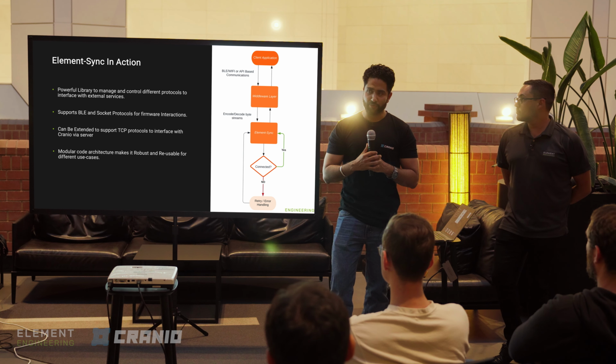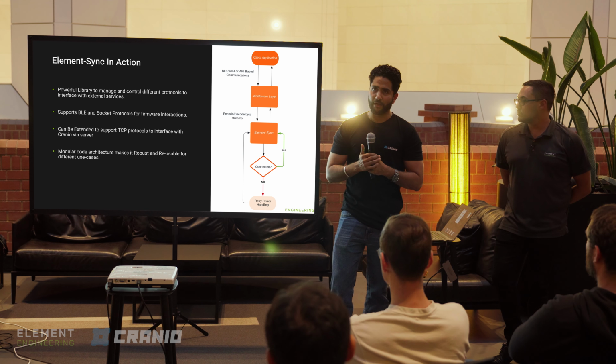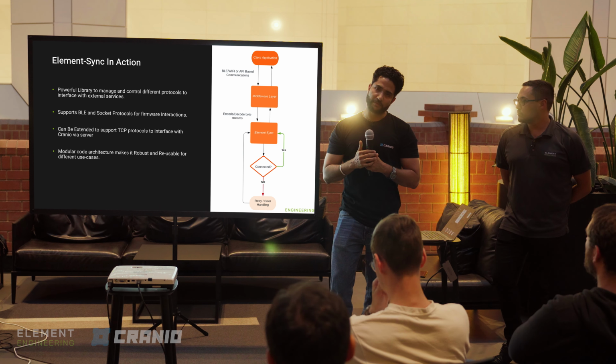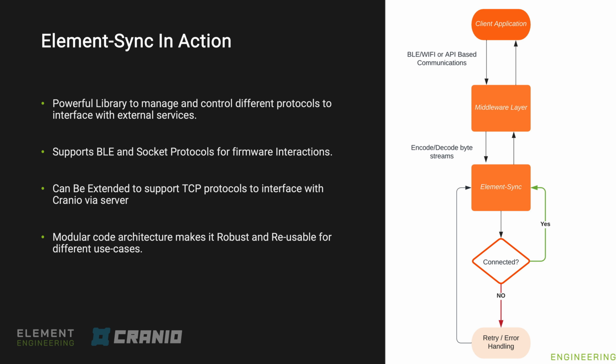Another thing that we did while we built this Cranio ecosystem is to identify how we can reutilize things that we've already built, how we can repurpose logic or implementations that we've done from one project and want to reuse. That's when we thought of building generic libraries that can take care of these interactions with devices or servers. That's when we decided to build a library like Element Sync.